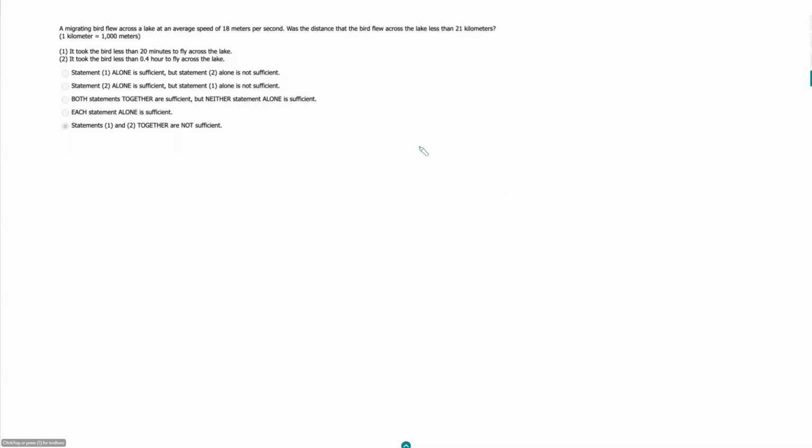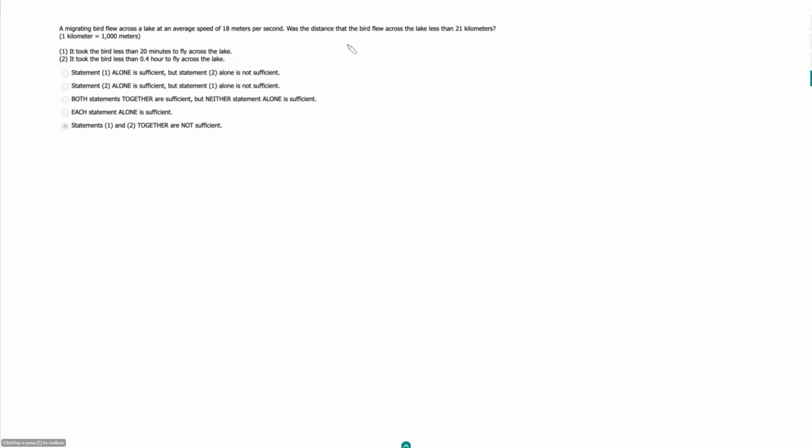A migrating bird flew across a lake at an average speed of 18 meters per second. Was the distance that the bird flew across the lake less than 21 kilometers? I don't know why they give us this specific scenario of a migrating bird. It could just be a bird. It doesn't make a difference, but okay. Thanks for letting us know.